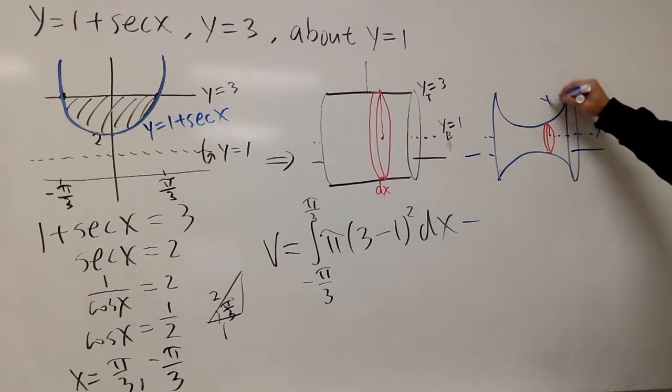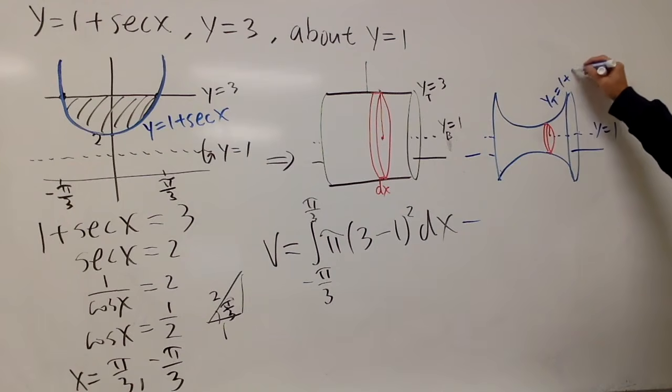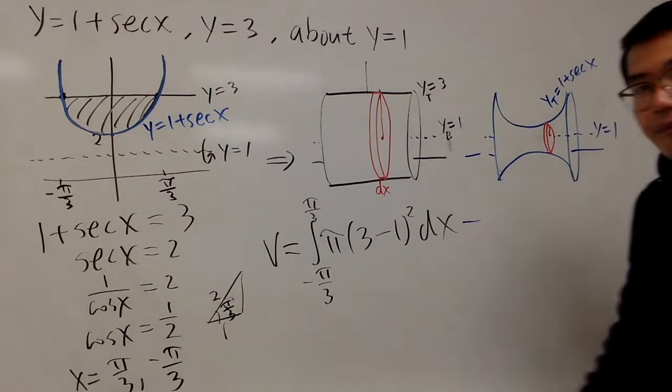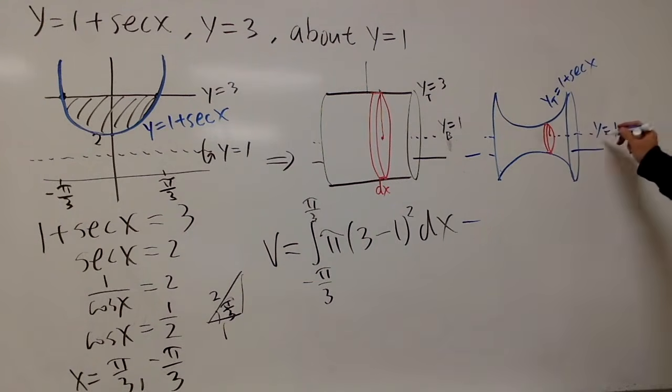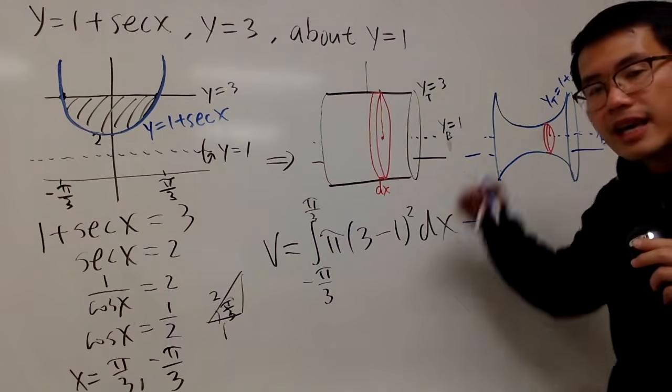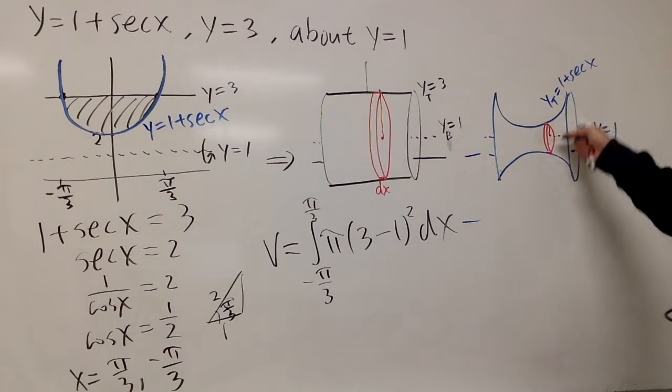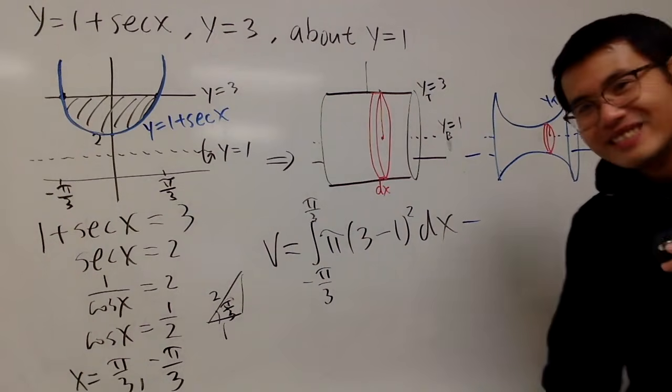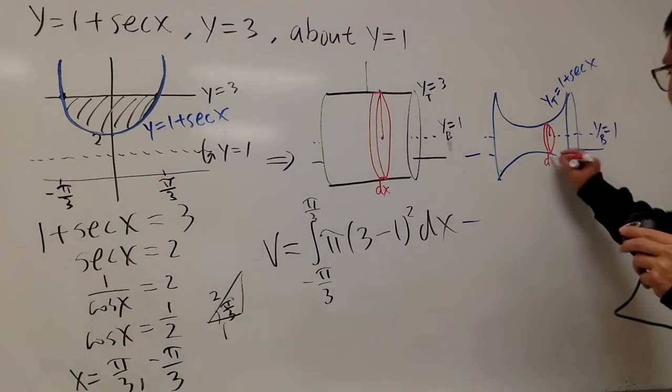This right here, y on the top is 1 plus secant x, right? And then this y is actually the one on the bottom, so I will just put it as y_b, which is just equal to 1. Again, always top minus bottom, so it's this minus that. That will be the radius. And of course, the thickness is still dx.